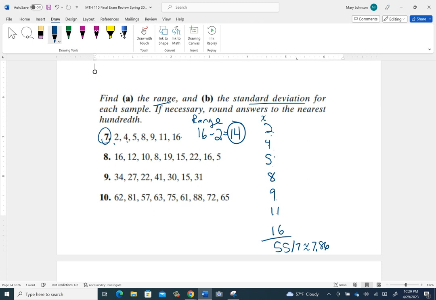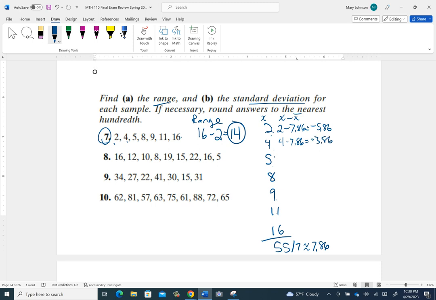Okay. All right, then I would come in here. So this is my data value. Now I need x minus the mean. So 2 minus 7.86. 2 minus 7.86. And I would get that value, negative 5.86. And I would then do 4 minus 7.86 and so on, all the way down the line. So remember doing that. So I'd get negative 3.86.